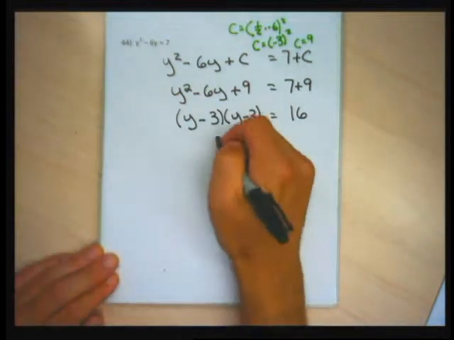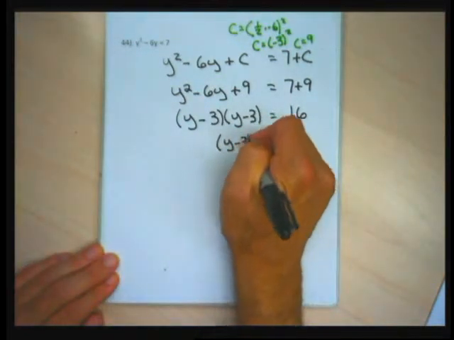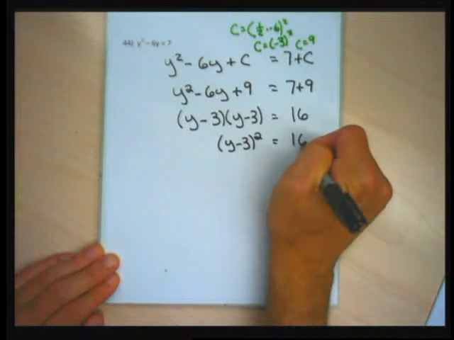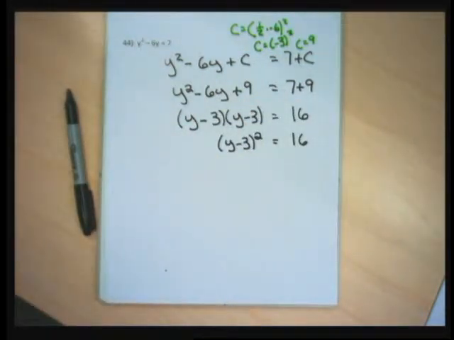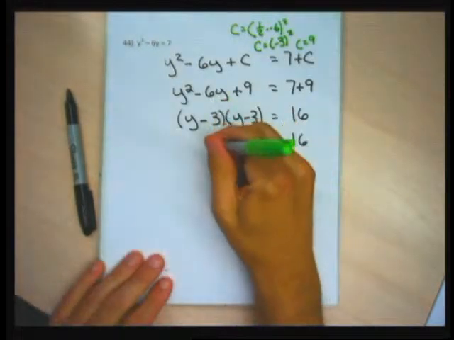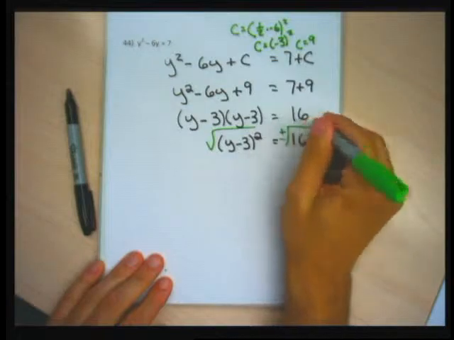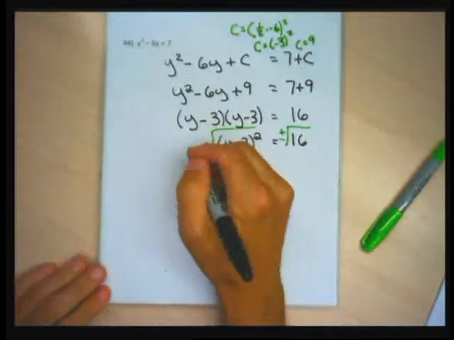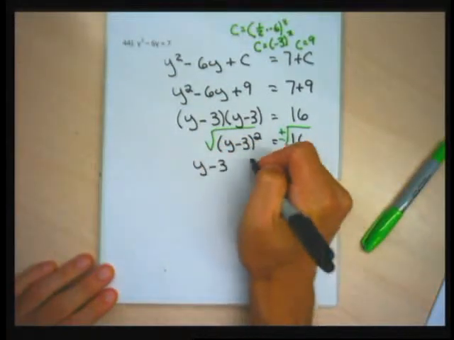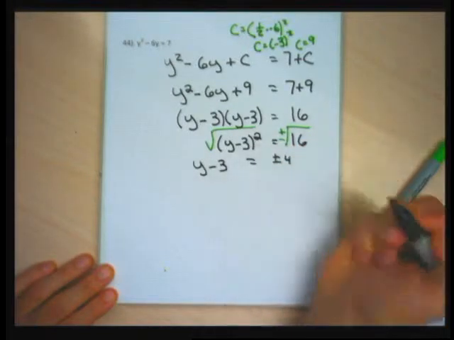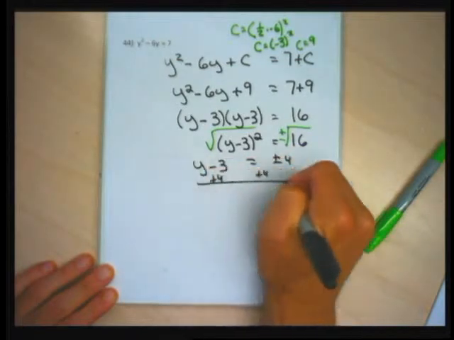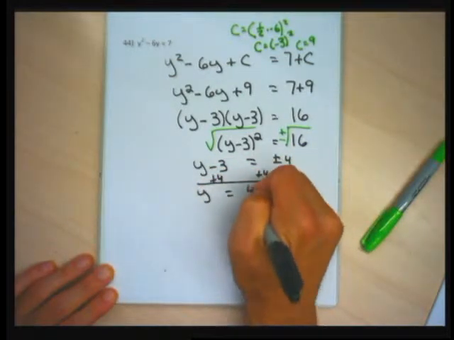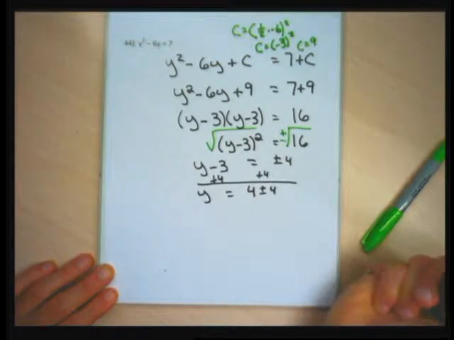I'm going to rewrite the problem so it has an exponent so I can solve with square roots. So I took the time, I introduced the c, found out what c was, added it to both sides, factored, and now I'm going to square root plus or minus square root. On the left side, you get y minus 3. On the right side, you get plus or minus 4. Now I'm going to add 4 to both sides. And I get y equals 4 plus or minus 4.